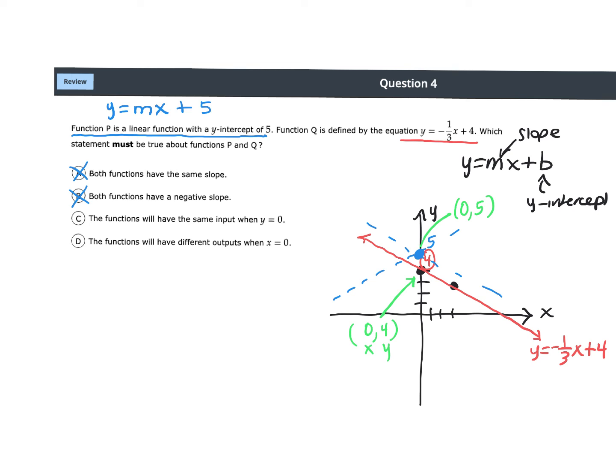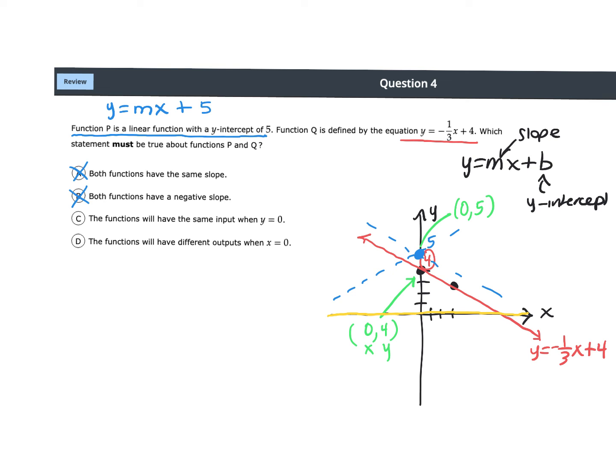So the functions will have the same input when y is 0. Well, we don't actually know about what they look like because y being 0 is down here on the x-axis. So I don't think we can be certain about that. But let's just check the last one.